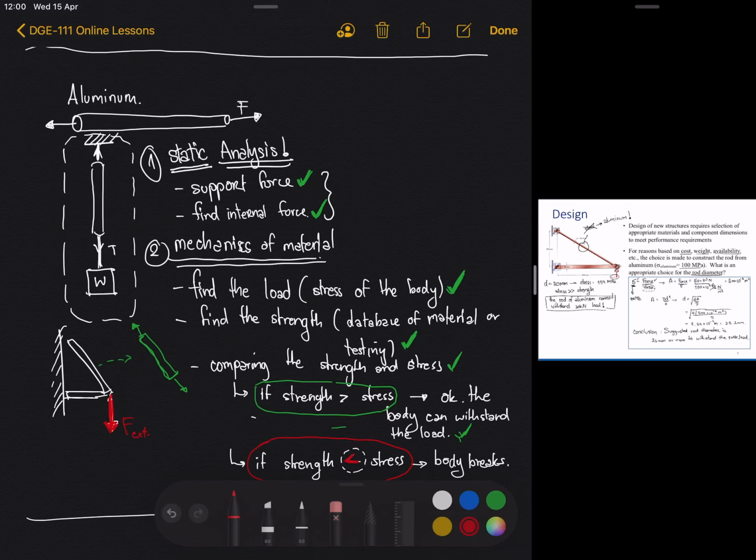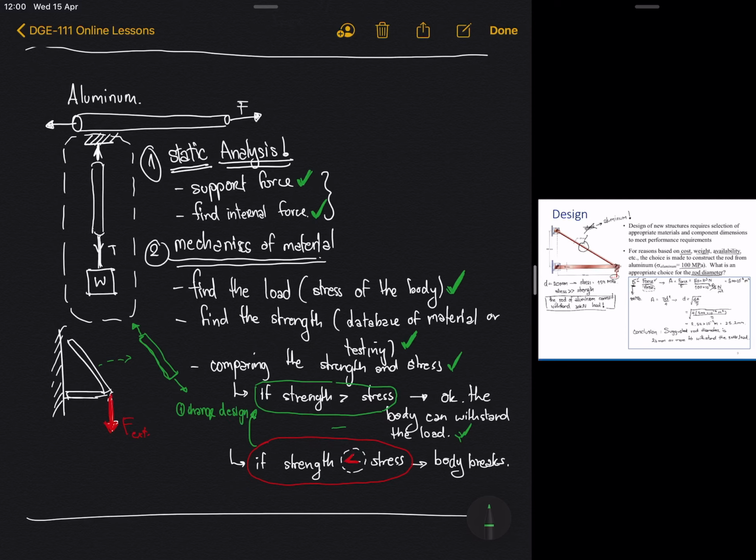From this we can go to this. We can change to this by, first, changing the design. In this case we change the design, we increase the diameter of the rod. Secondly, change materials. You can also change the material. Aluminum maybe is not good enough, so you change it to, for example, stainless steel or whatever. Thirdly, you can change specifications.